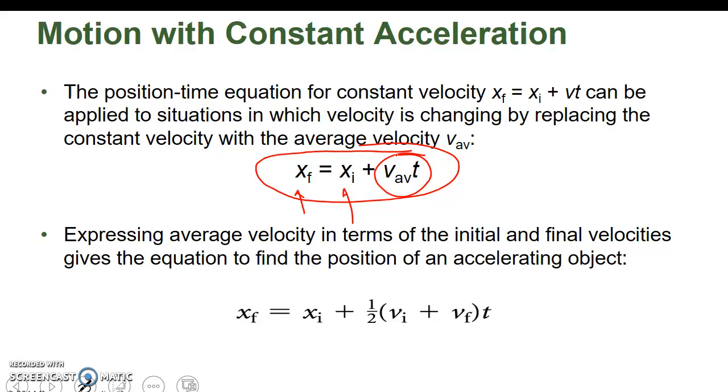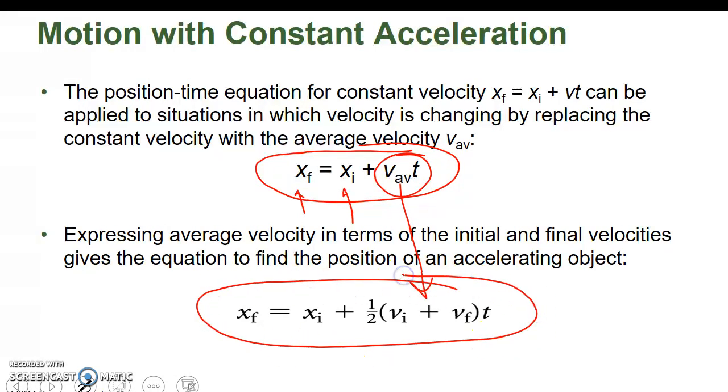To substitute then some of that into here, final position minus initial position is equal to 1/2 (VI plus VF) multiplied by T. So once again, if we don't know the acceleration, we can use this equation as long as we know our two velocities.